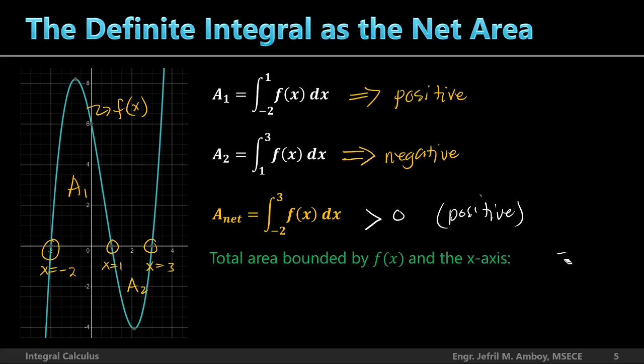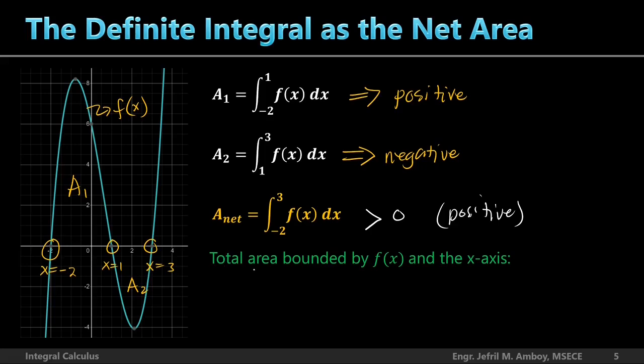Ano kaya ang aking gagawin? Kung gusto mong malaman yung total area, edi dapat i-add mo yung A1 at saka A2. Kung i-add ko sila, hindi ko pwedeng i-integrate ito from -2 to 3. Bakit? Pag in-integrate natin yan from -2 to 3, this area will be subtracted from area 1 because it's negative.